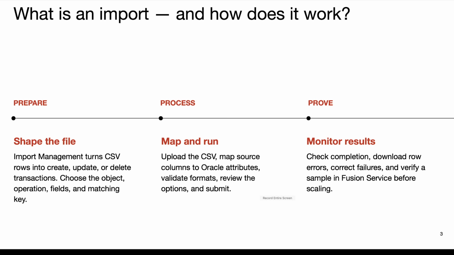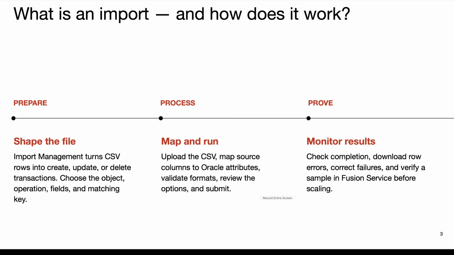When we import, we're importing data into what we call an object. You can think of an object as a work area. When we import, our goal is to feed data into the system. The system is broken up into different objects, so we can feed into these different objects. In this example, let's make it simple and talk about Fusion Service.